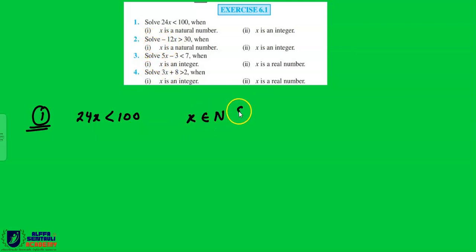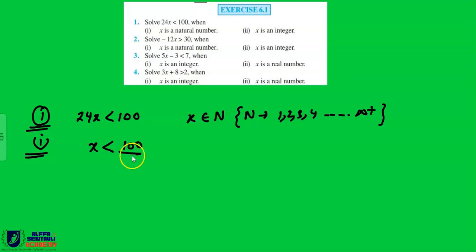So what are natural numbers? Natural numbers mean 1, 2, 3, 4 and all the positive integers up to positive infinity. These are natural numbers, right? So let us take question number 1 first part. This is nothing but 24x less than 100. So how will we find the value of x? x will be equal to 100 divided by 24, correct? And when we divide 100 by 24, what will we get? Let us try to solve.